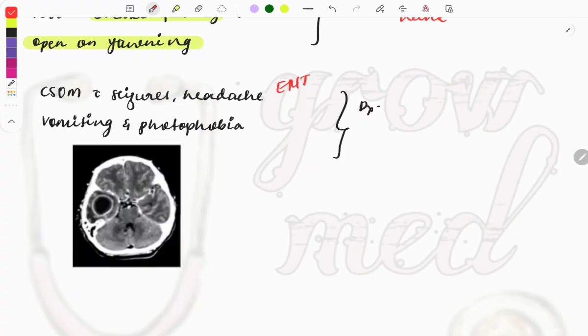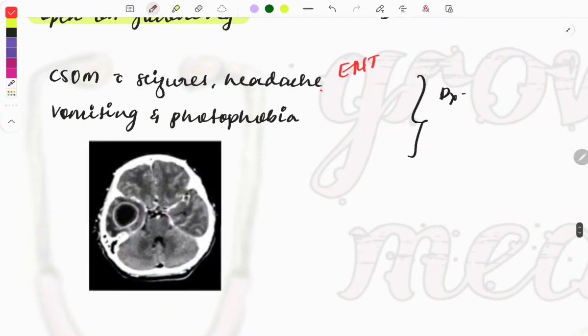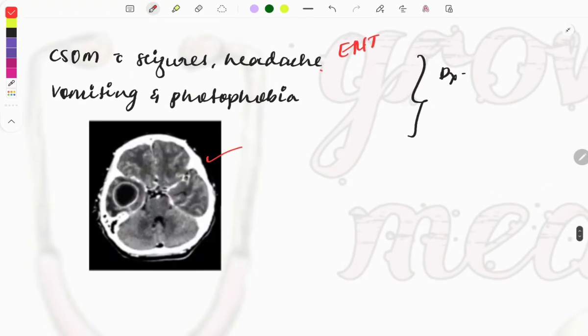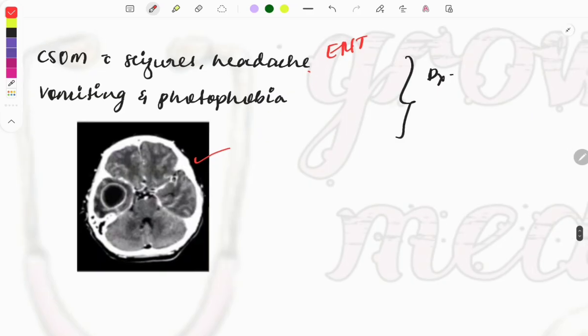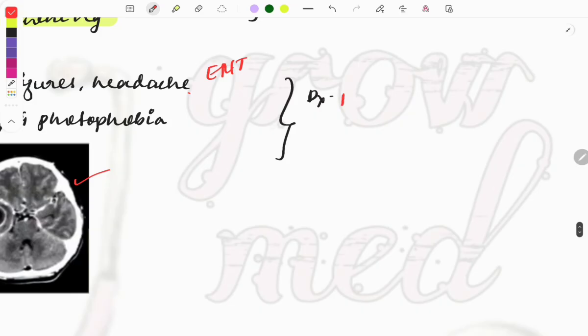Then moving on to the next question asked from ENT, and the question was something like a person with CSOM, and this person had seizures, headache, vomiting and photophobia. So these were the complaints of the patient, and it was an image based question. This image was given and they had asked for the diagnosis. So see here in the image you can clearly see that there is a mass present in the temporal region, the temporal lobe. So from the given options the correct answer was temporal abscess.